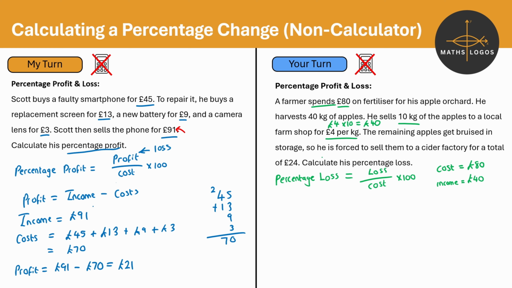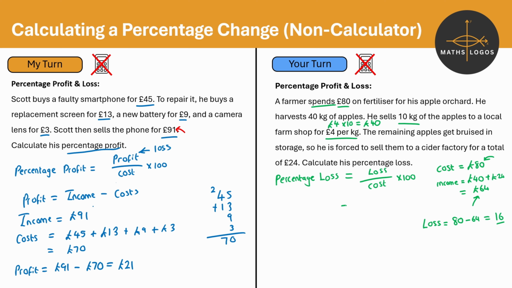The remaining apples get bruised in storage, so he's forced to sell them to a cider factory for a total of £24. So this is also income, the £24 here. So his total income is the 40 and the 24, which takes us to 64. So if you notice, the cost that he incurred, the £80, is actually greater than the income he got, which is why he's making a loss. We can say that the loss is the difference between these two numbers. It's going to be the £80 take away the £64, which gives us £16. So he lost £16 effectively.